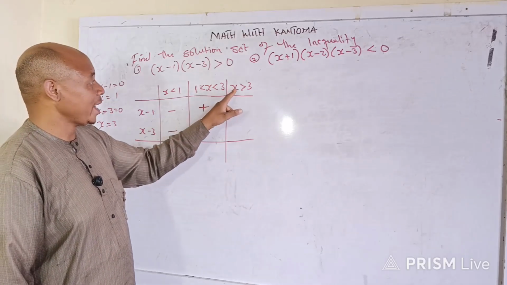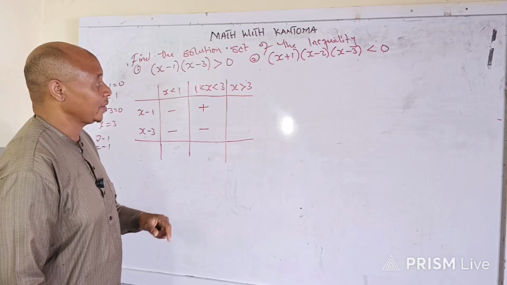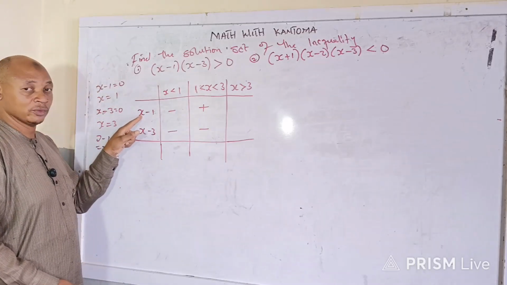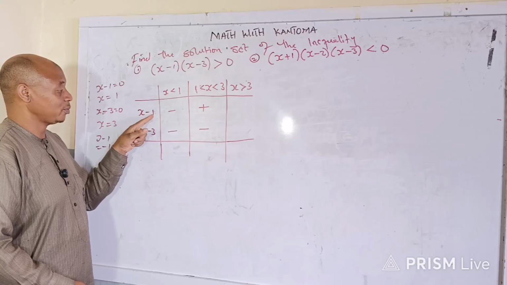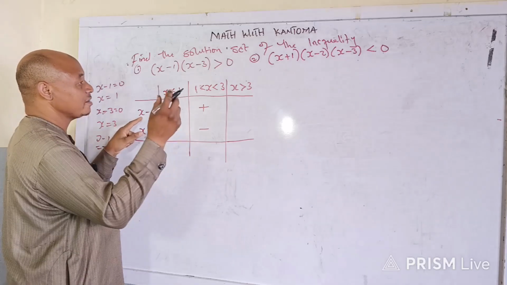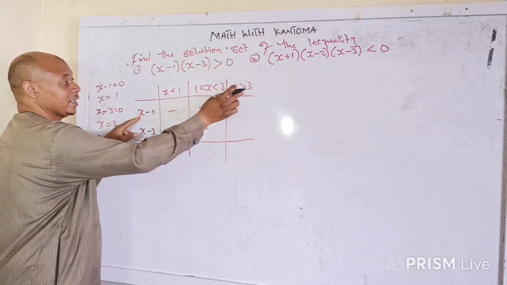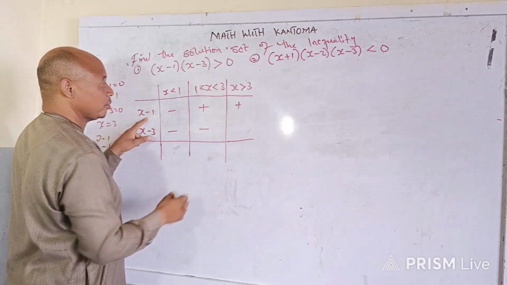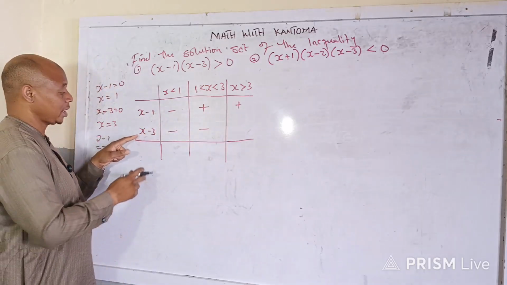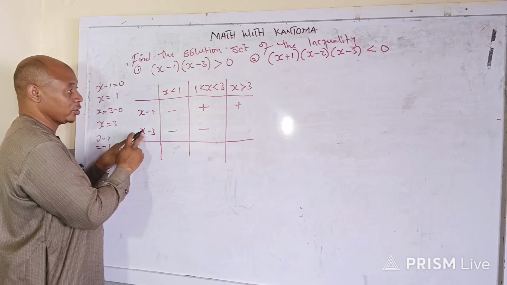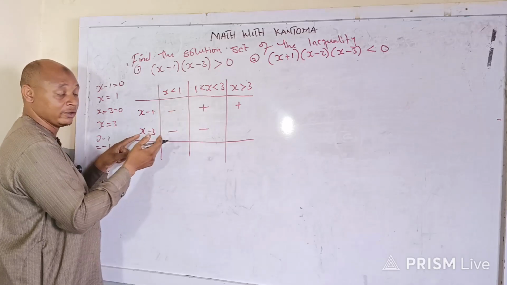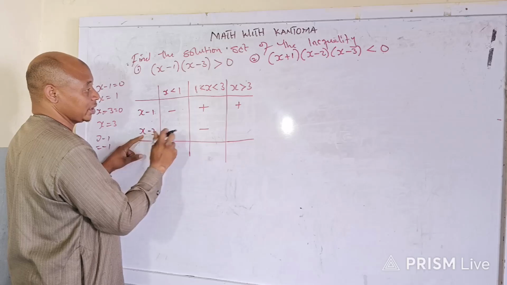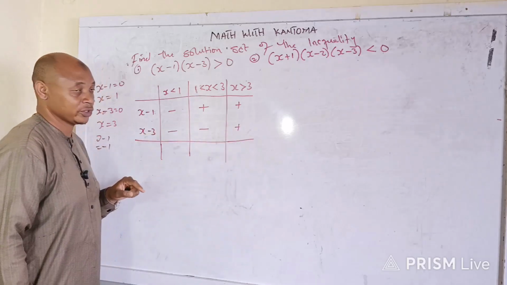Then next, when x is greater than 3, think of any number greater than 3. 5. 5 is greater than 3. Put x to be 5. 5 - 1 is 4. So whatever number you pick that is greater than 3 is going to give you a positive result here. So we have positive on this axis. Then now on the next axis, think of any number greater than 3. We say 5. 5 - 3 is 2. So any number you put here that is greater than 3, you are also going to get a positive value.